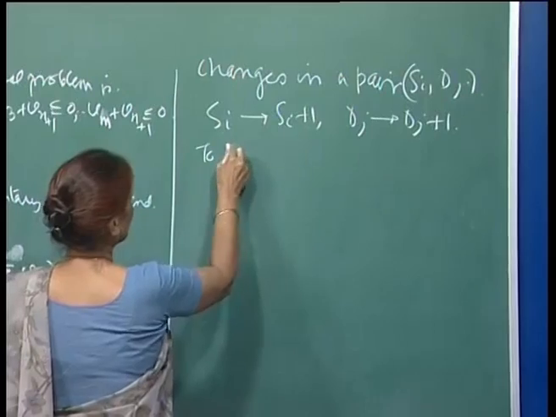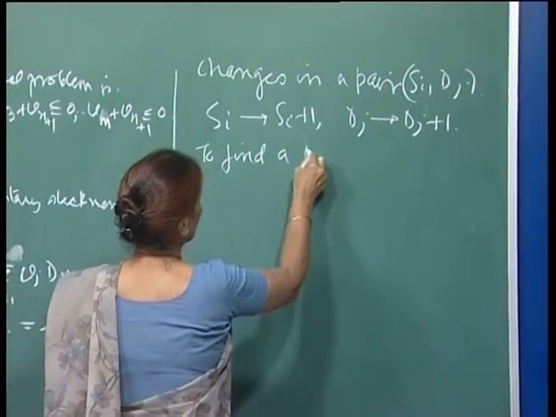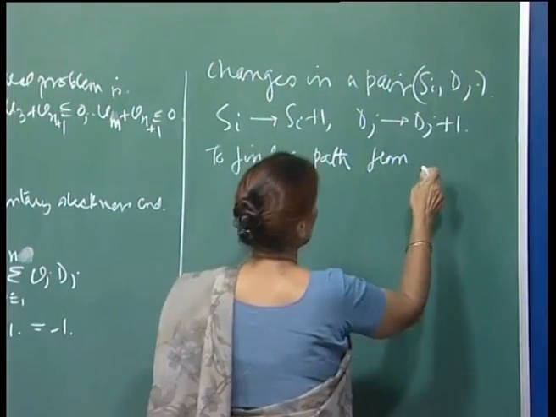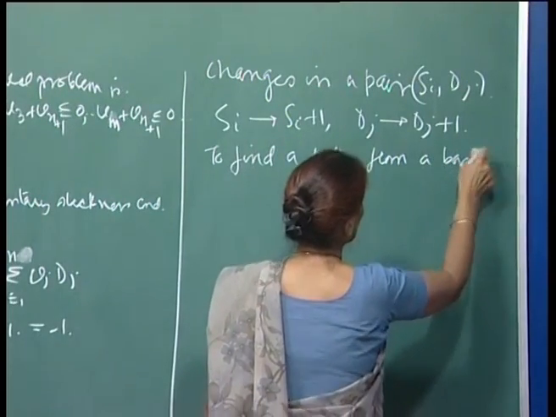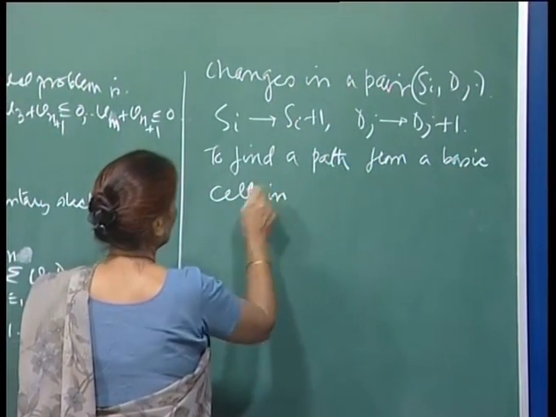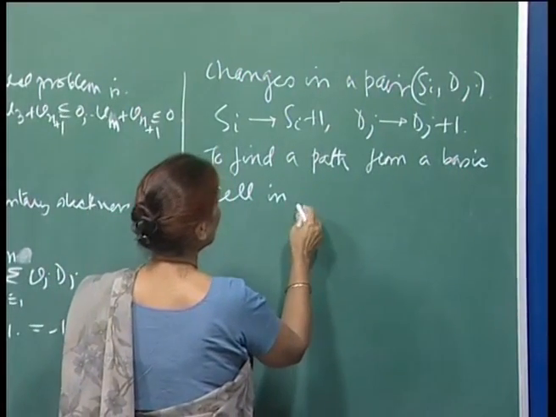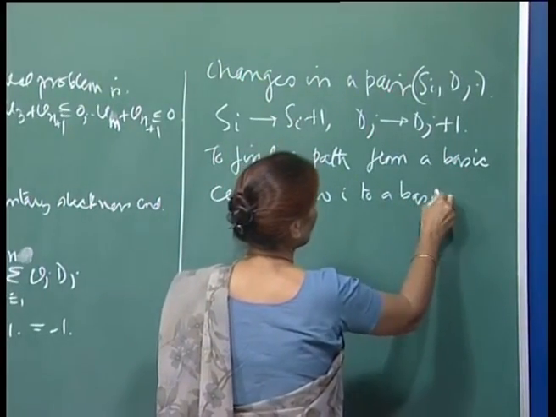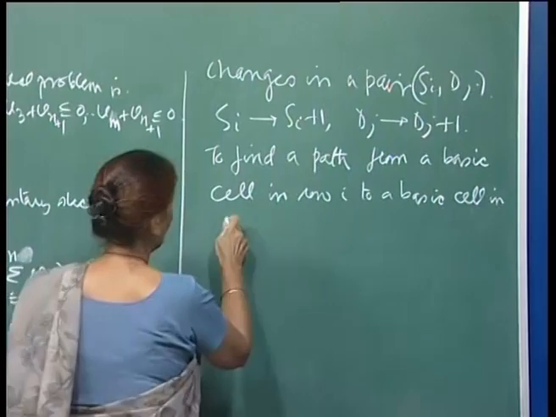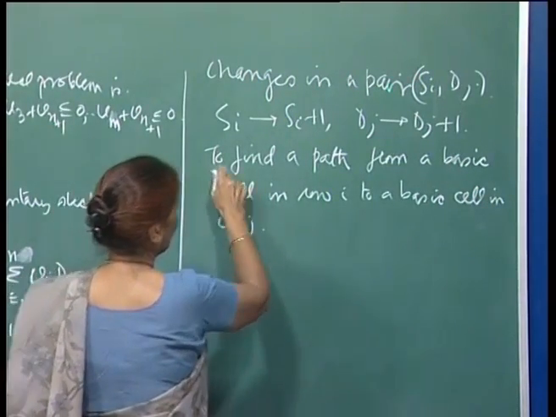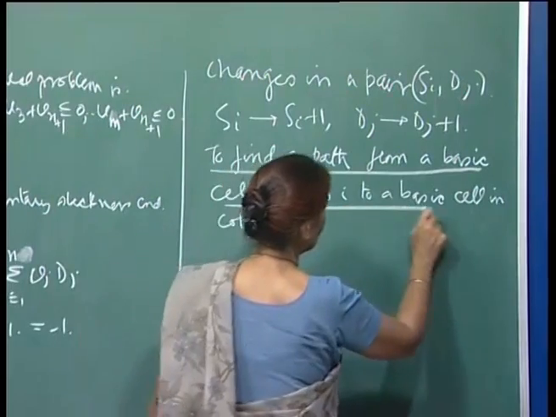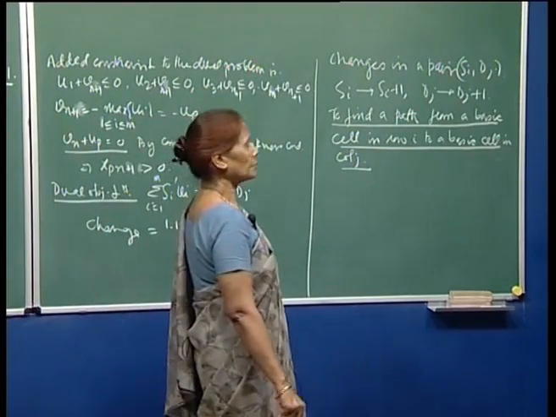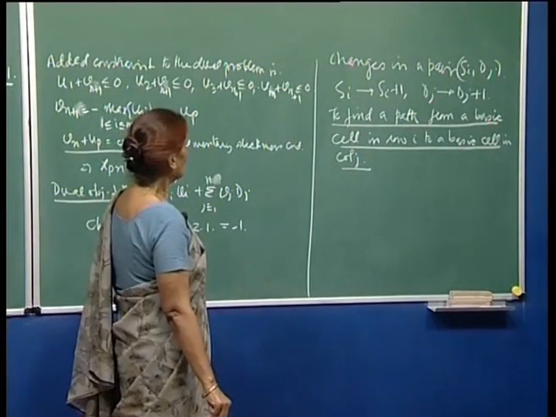to find a path from a basic cell in row i to a basic cell in column j. If I can find this, then I can accommodate the changes in s_i and d_j. This is the whole idea. So, let us see what I will do.